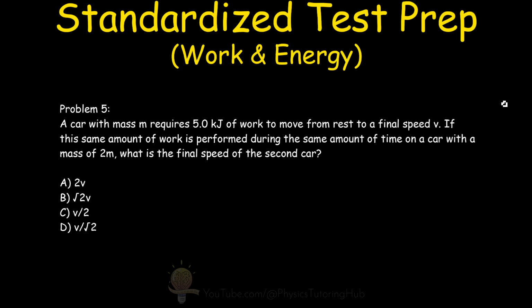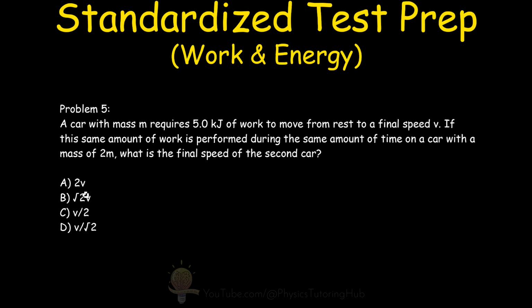Problem 5. A car with a mass m requires 5,000 joules or 5.0 kilojoules of work to move from rest to a final speed of v. If this same amount of work is performed during the same amount of time on a car with mass 2m, double the mass of car 1, what is the final speed of the second car?